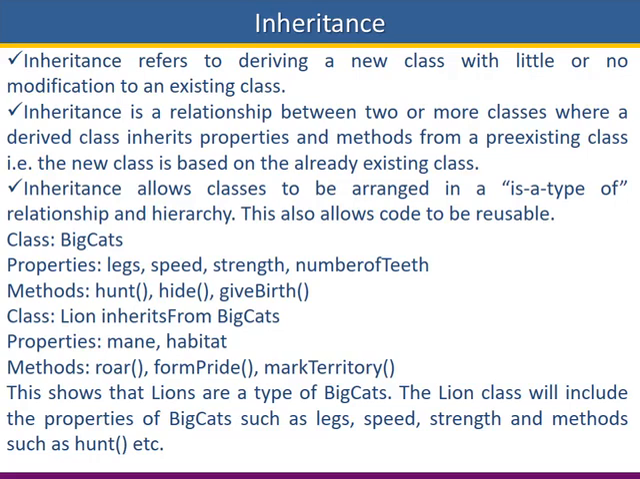So with the method and the properties, a lion is a type of relationship or hierarchy from the class big cat. That's why it's always established as an "is a" type of relationship. So you take note of that, it promotes code reusability.